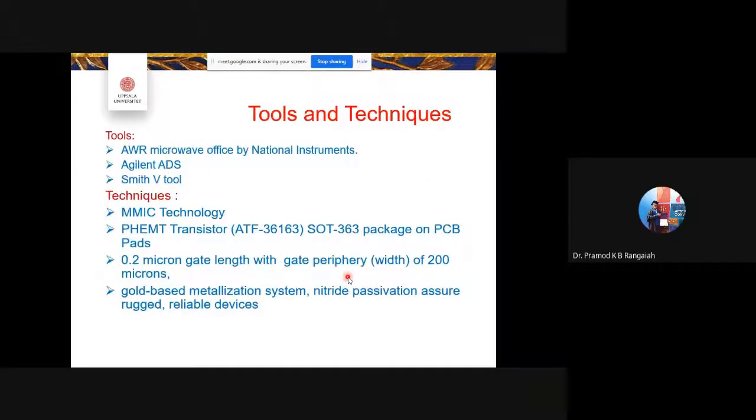How do we achieve this? I used AWR Office, ADS from Agilent, and the Smith chart tool for the calculation. Techniques used are the MMIC technique for solving certain things, or HMIC. The manufacturing has been done with the HMIC technique. The transistor used is a pseudomorphic high electron mobility transistor, a small-size one, with a gate length of 0.2 micron. We are using a gold-based metallization system. So these are the tools and techniques involved in this example.